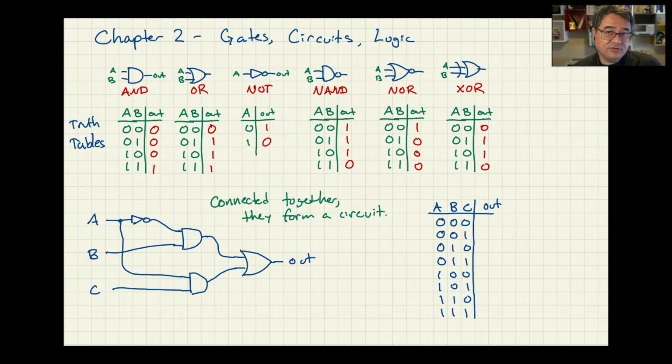And the circuit also has a truth table associated with it. Here are the 3 inputs, A, B, and C, which are represented in the table over on the right-hand side. We have written down here all 8 possible combinations of the inputs, all the way from 0, 0, 0 up to 1, 1, 1. And then we can calculate the values of this truth table.